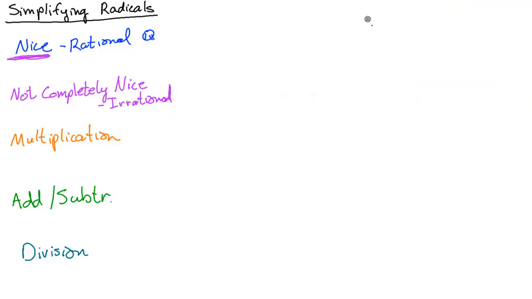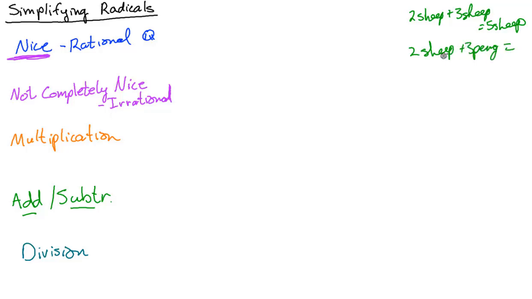Excellent. Way back in the good old days, as we start talking about how to add and subtract these things, we had stuff like 2 sheep plus 3 sheep, and what does that equal? Well, that equals 5 sheep. And we had 2 sheep plus 3 penguins, and what does that equal? Well, it doesn't. You can't add those things together until they are like terms. In fractions, we required common denominators or labels in order to add them. Same thing happened when we got to variables.